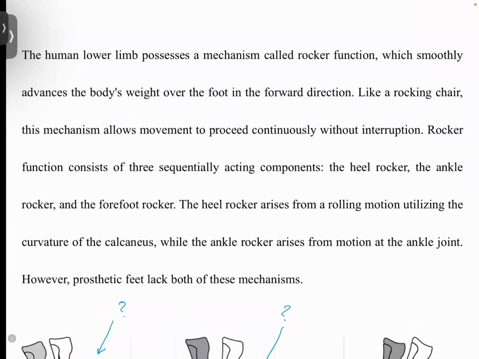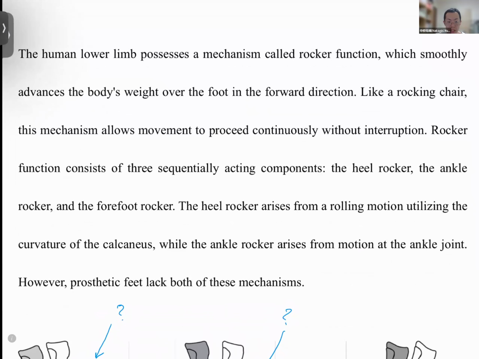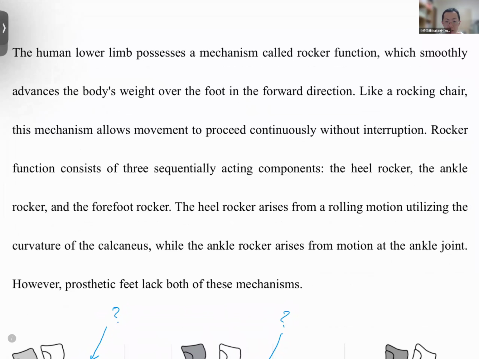Which smoothly advances the body's weight over the foot in the forward direction.